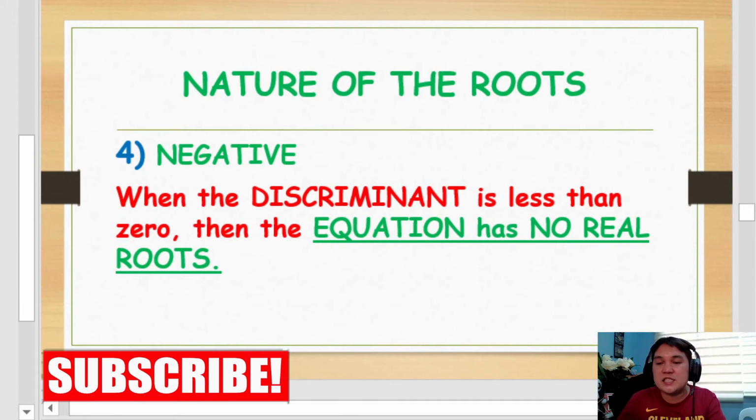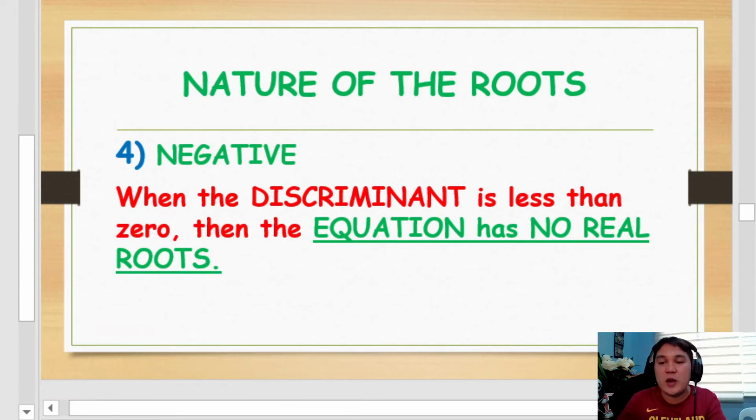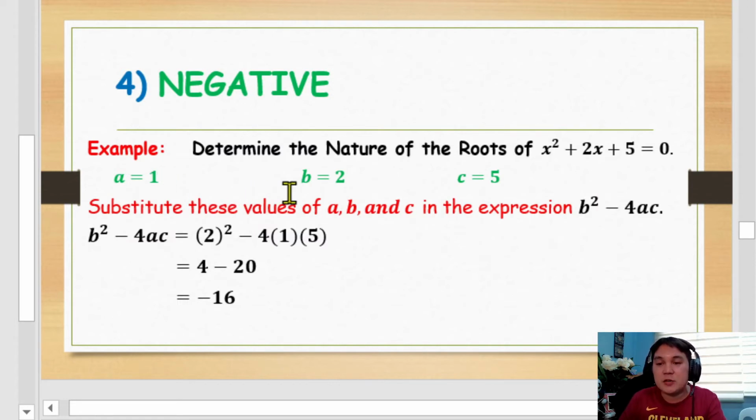Number 4, negative. When the discriminant is less than 0, then the equation has no real roots. We have an example. Determine the nature of the roots of x squared plus 2x plus 5 is equal to 0. A is equal to 1, b is equal to 2, c is equal to 5. Then, substitute these values of a, b, and c in the expression b squared minus 4ac. Again, b squared minus 4ac is our discriminant.